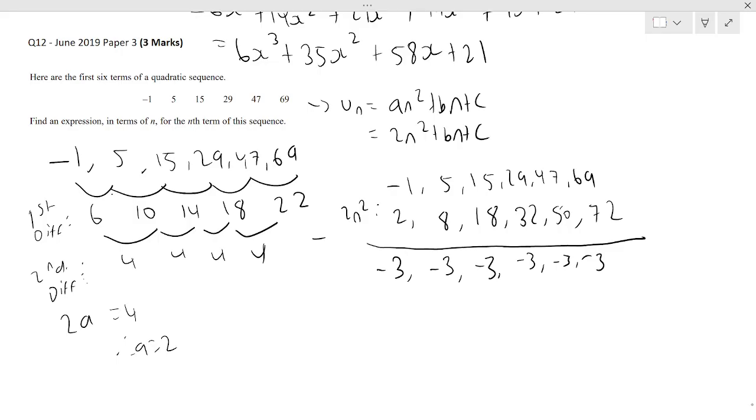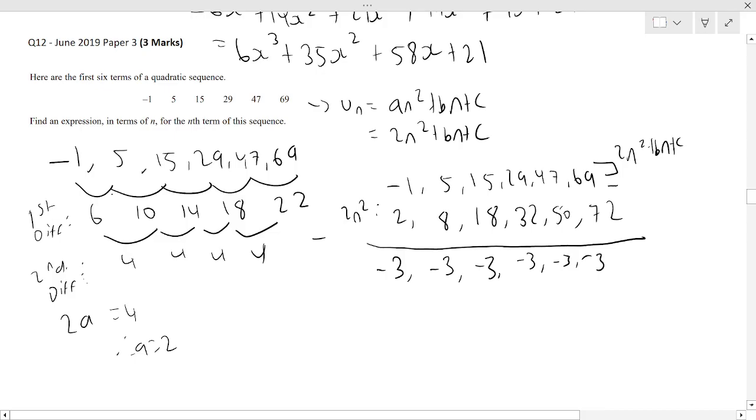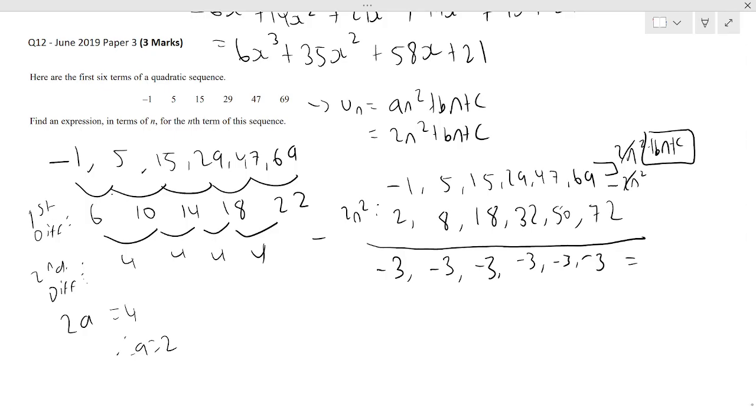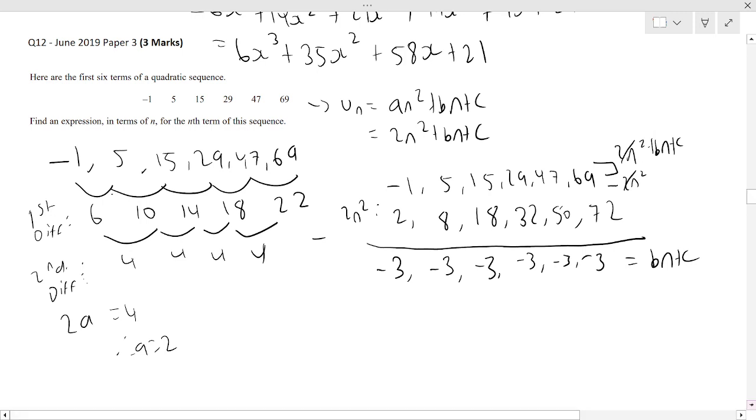And the reason for that is, isn't this term here, this sequence, 2n squared plus bn plus c? If you're then taking away this 2n squared, this an squared bit, well, that will cancel and you're left with bn plus c. So this sequence here is actually bn plus c, the linear sequence part. But actually, it's not going up by any amount, so that means b has to be 0. And so our c, if we go back, is just -3.